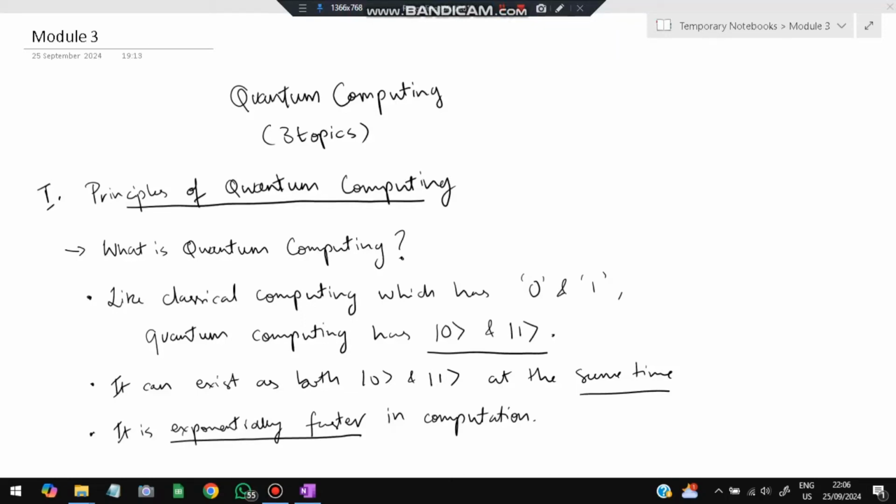Hello everyone, today in this video we'll be discussing the third module of physics, which is quantum computing. In this module we have the matrix and its operations. It's a very easy module. You just have to know the different kinds of matrices. If you watch this video till the end, you'll be able to score more than 80% marks in the exam.